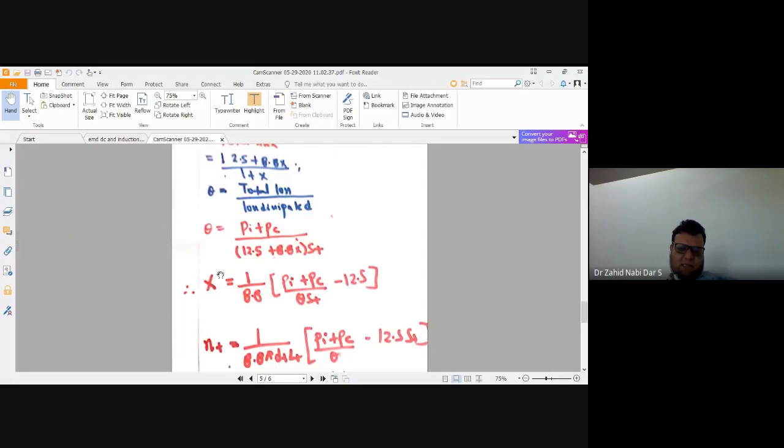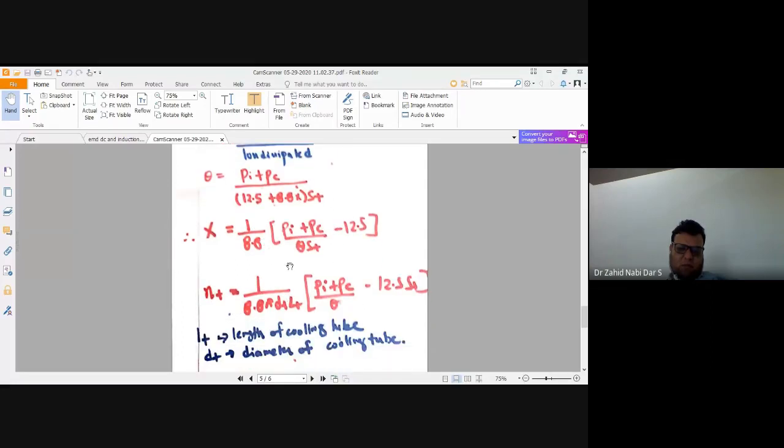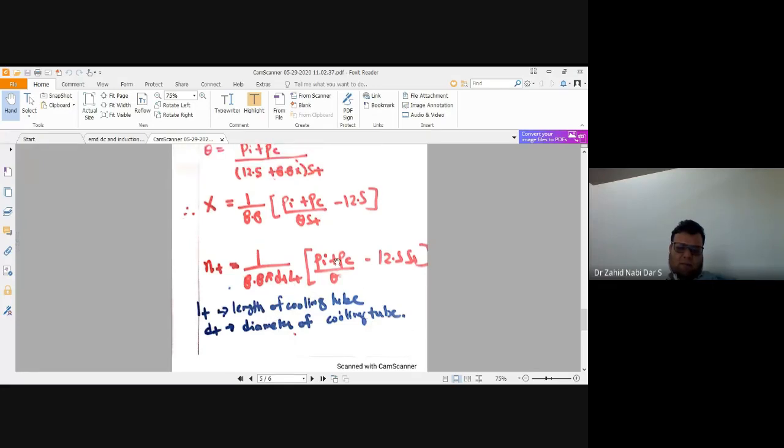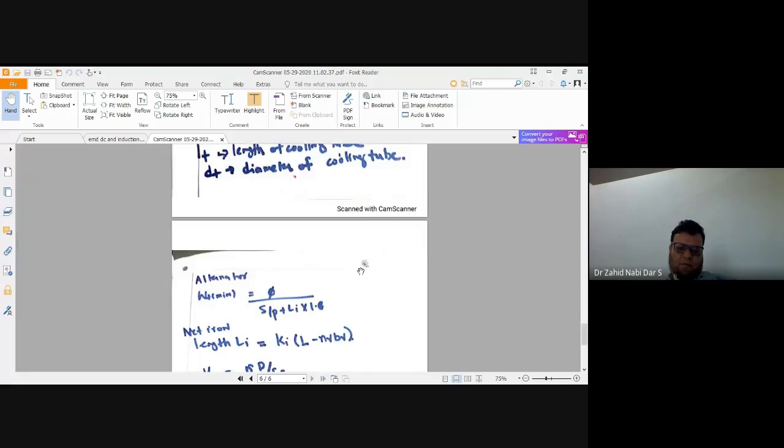These are the main formulas, and the most important formula is this: how to calculate the number of tubes. That would be 8.8 pi dt lt. This is the area, pi dt lt, because lt into dt would give you the diameter of the cooling tube and the length of the cooling tube, and this particular thing will give you the number of tubes.